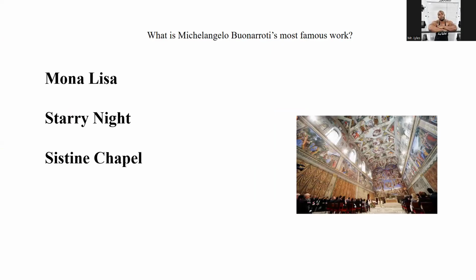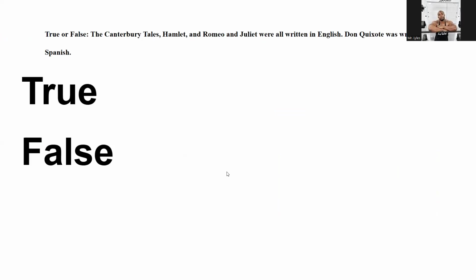What is Michelangelo's most famous work? The Sistine Chapel. True or false? The Canterbury Tales, Hamlet, and Romeo and Juliet were all written in English. Don Quixote was written in Spanish. Is that true or false?